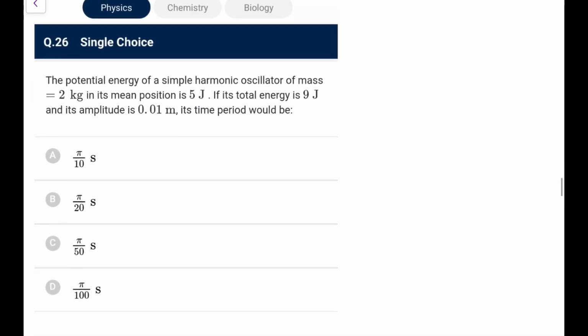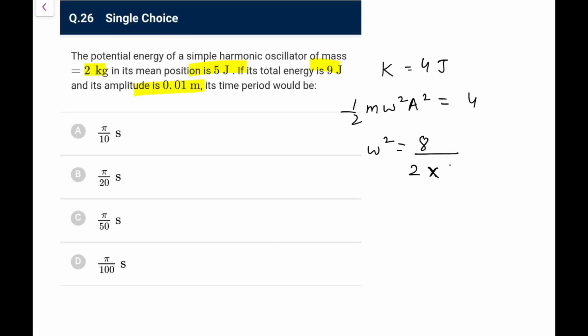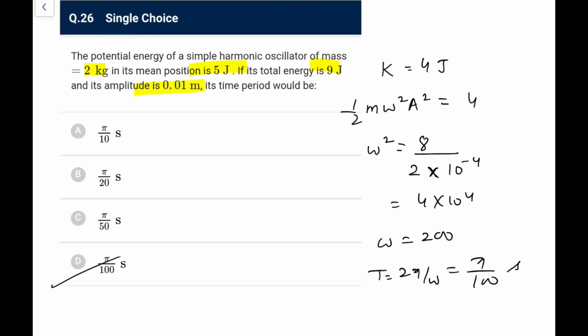Next one. The potential energy of an SHM oscillator of mass 2 kg at the mean position is 5, the total is 9, and the amplitude is 0.01. What is its time period? The kinetic energy at the mean position is 4 joule, which equals half m omega square a square, equal to 4. So the value of omega square is 4 into 2 upon m into a square, which is 2 into 10 to the power minus 4, that is 4 into 10 to the power 4, so omega comes out as 200. Time period is 2 pi by omega, that is pi by 100 seconds. Go for option D here.